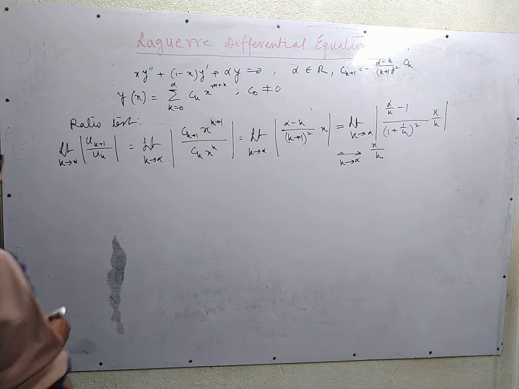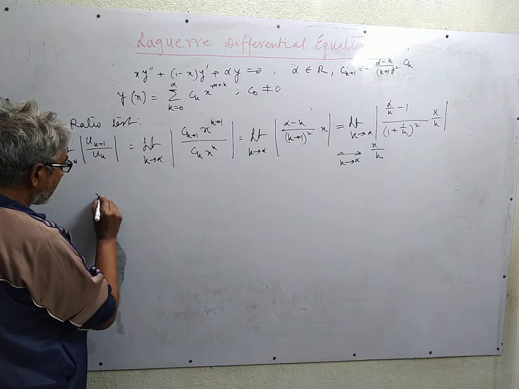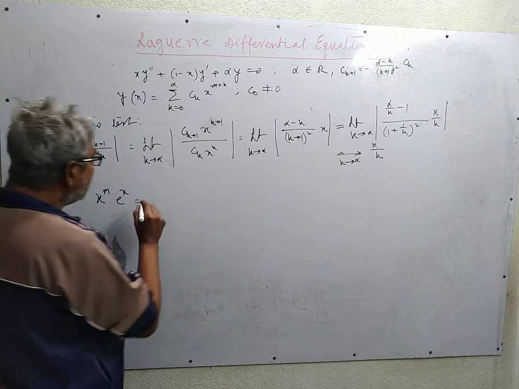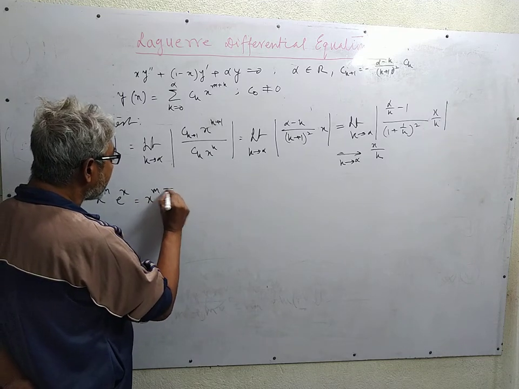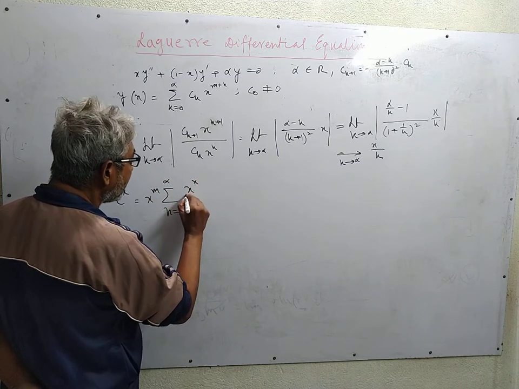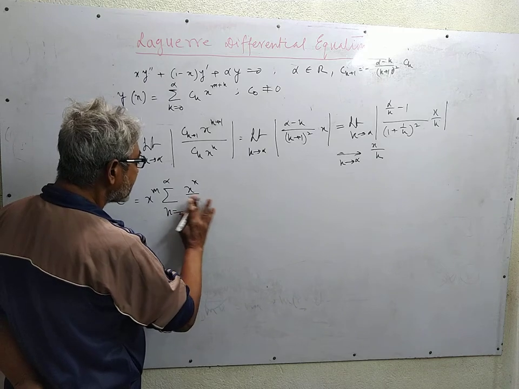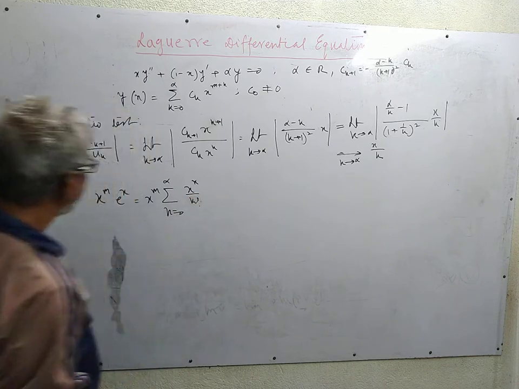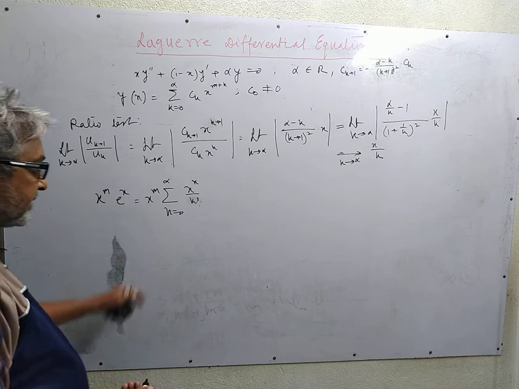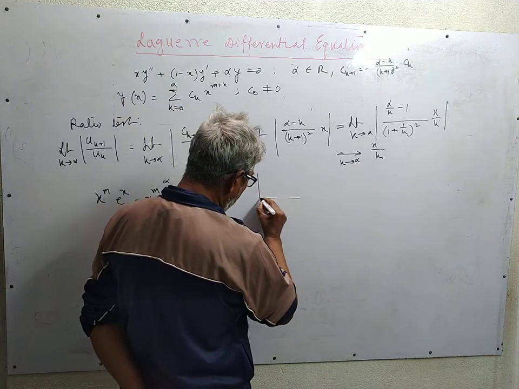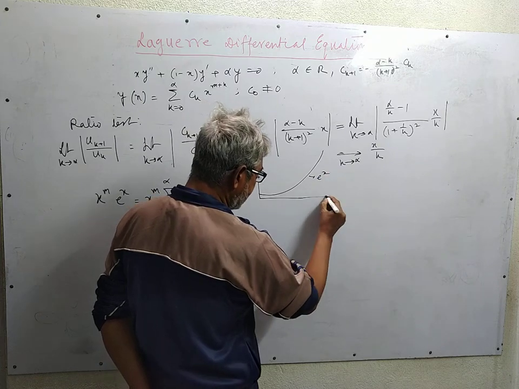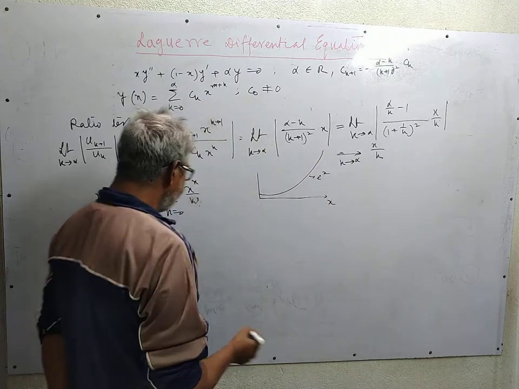But recall a function x to the power m e to the power x. This can be written as x to the power m summation over k equal to 0 to infinity x to the power k by k factorial. And this series is a known divergent series because e to the power x has an exponential growth. This starts from 1, and this is the behavior of e to the power x. As x tends to infinity, it diverges.